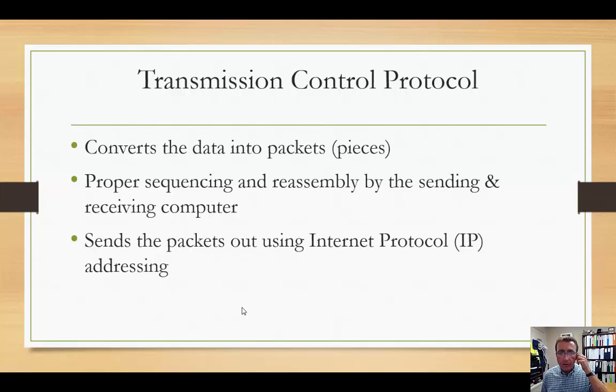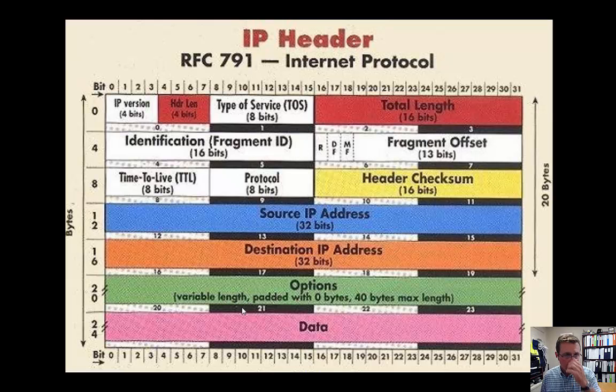TCP controls the sequencing and reassembly of these packets, since we are breaking things down, and then it sends the information out using IP, which is Internet Protocol. So you do not need to memorize this or be in any way familiar with how this works. This is kind of a diagram of the data that's sent out from computers to other computers. But the key thing I want to point out to you here in all this mess is the blue line and the orange line that say source IP address and destination IP address.